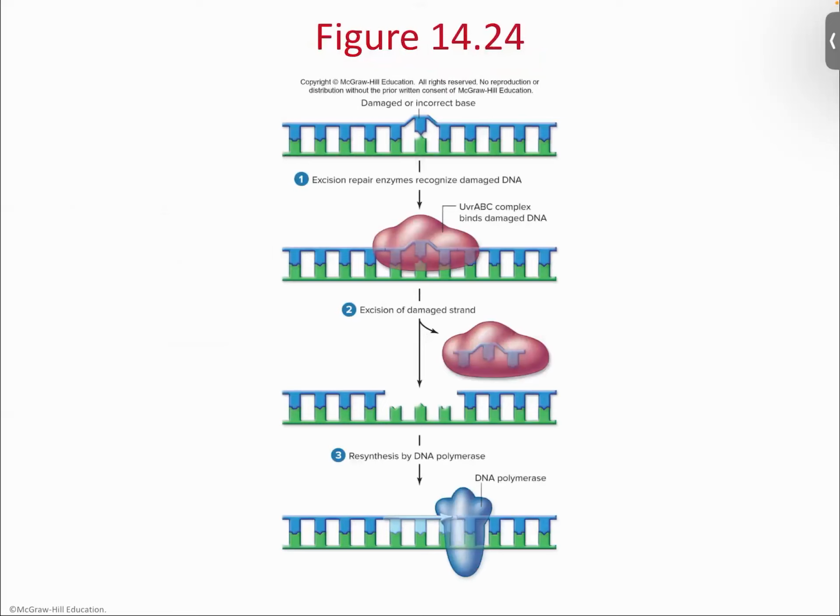So this is what it looks like. Here's some sort of damaged area. You can see it's always a distortion, a physical distortion of the backbone usually. And then your excision repair complex will come in and recognize that damage. In this case, it's a common one that we saw in bacteria called UVR, or ultraviolet radiation. That's what UVR stands for. There are three members of this complex, proteins A, B, and C. So it'll actually bind to the source of damage. And then it's going to cut around that damage and basically remove it. So that leaves you a gap.